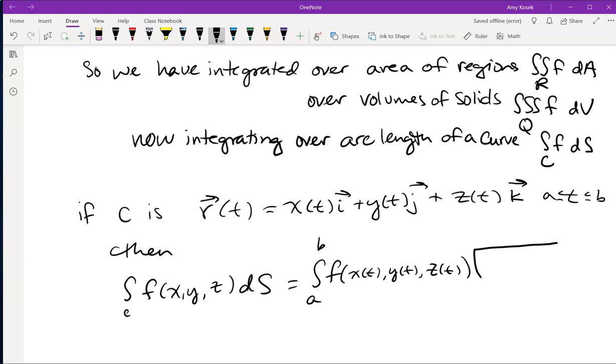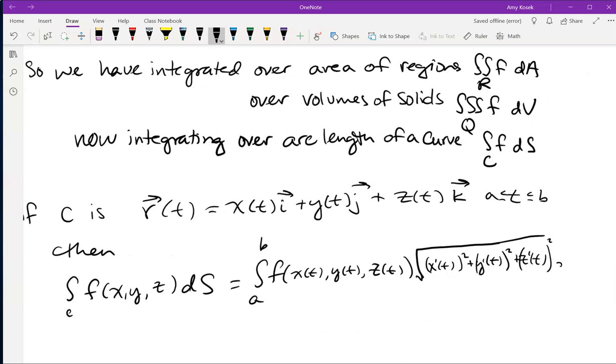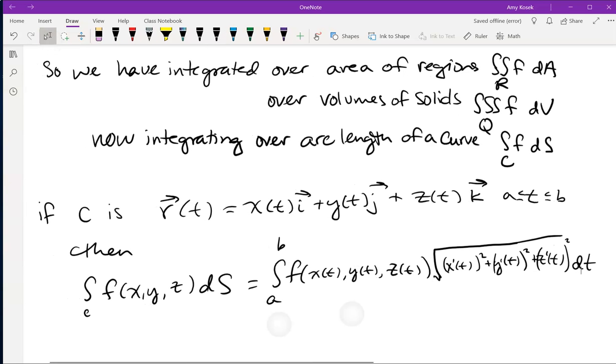And then now my square root is going to have x prime of t squared plus y prime of t squared plus z prime of t squared. And we're going to take that whole thing dt. So we'll integrate with respect to t there. So really it just adds in that third component. And again, when we did have three-dimensional space curve parametric equations, this is still the magnitude of r prime of t.